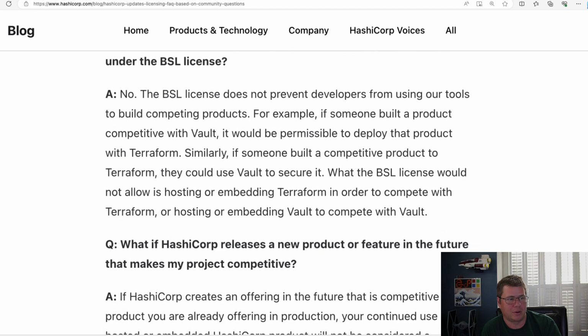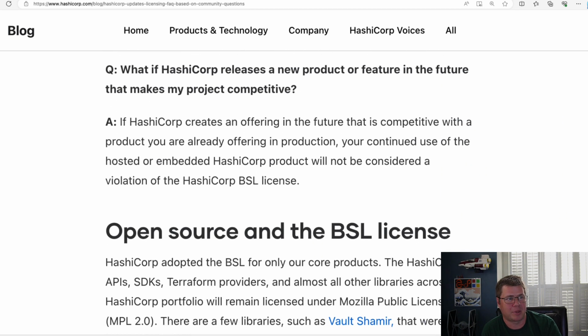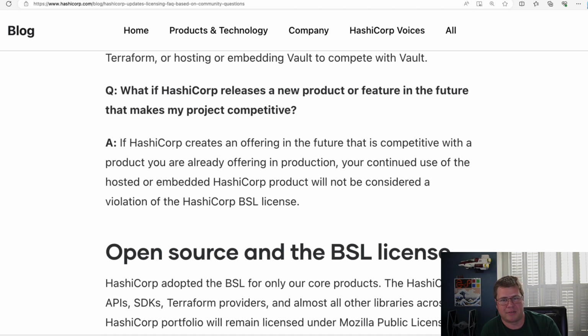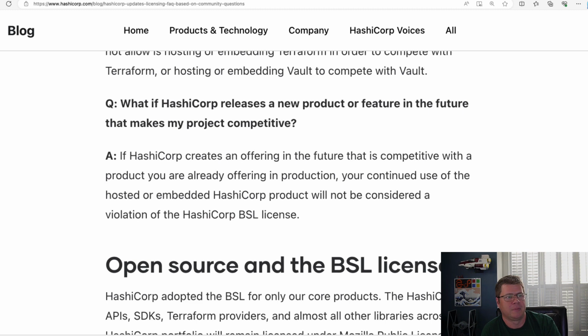Oh yeah, and this one was also kind of captain redundant. Or Captain Obvious. It's like if they release something in the future that competes with me, but I use Terraform or Vault or whatever. Like, am I okay? Yes, because of the cross compete thing, right? Now, one thing that I was hoping to see is like if I want to build a competitive offering with HashiCorp, does that mean I'm prevented from using any HashiCorp tools?